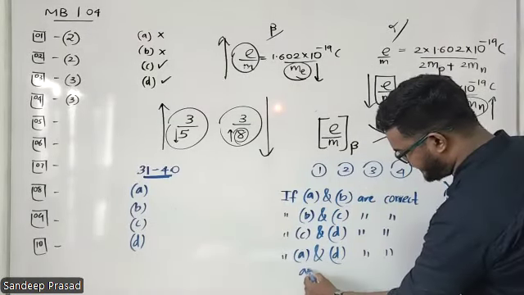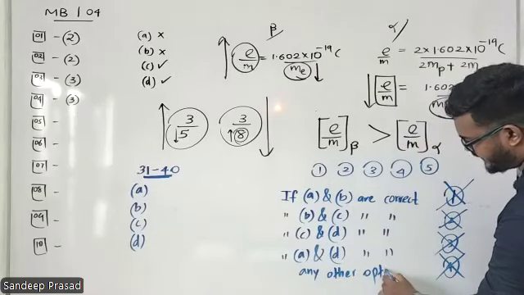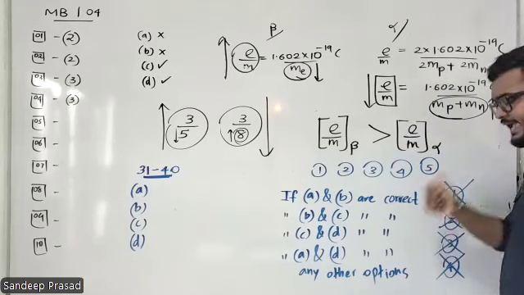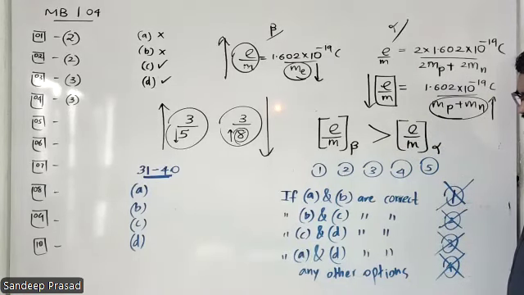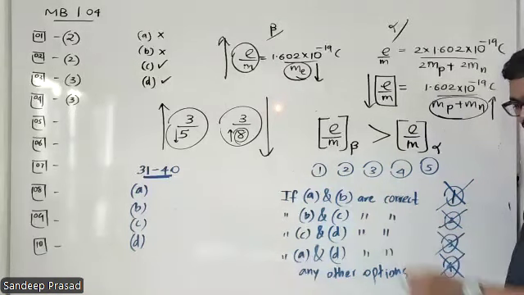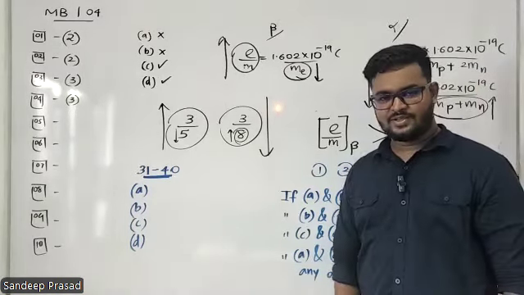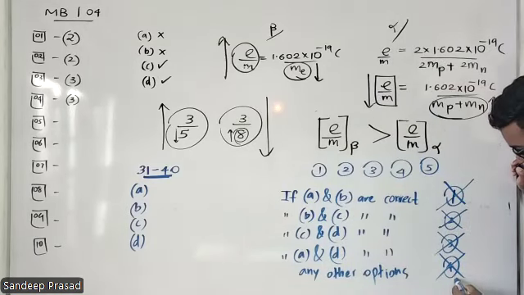Then they have given any other option. What are the other options? Only A correct, only B correct, only C correct, only D correct. If not, we can say A and C correct, B and D correct, A, B, C correct, B, C, D correct, all correct, all wrong. Can you understand? There are so many options, and for those options we have to choose answer number 5.